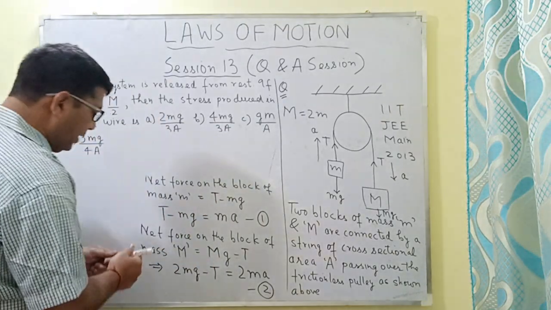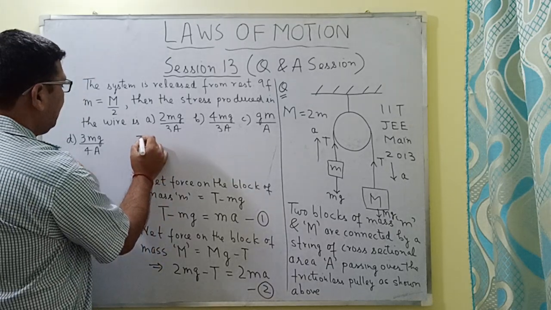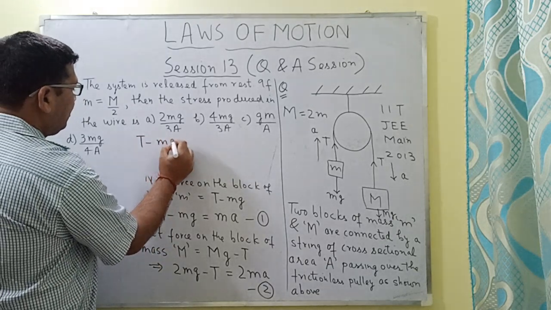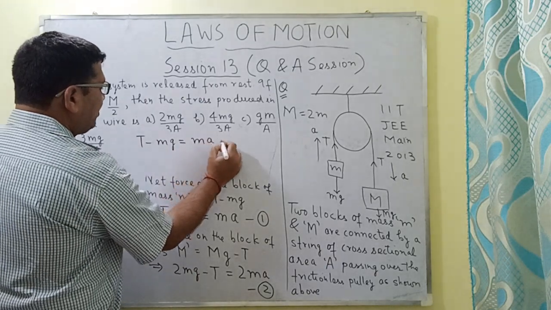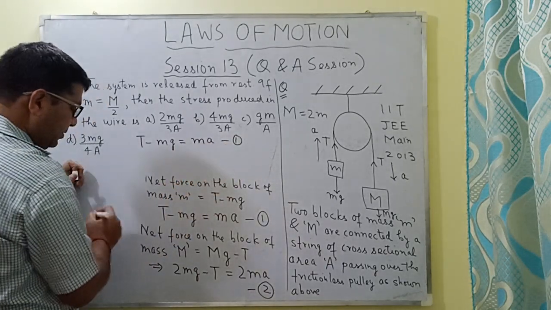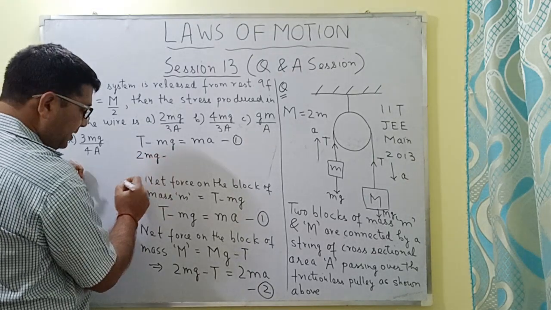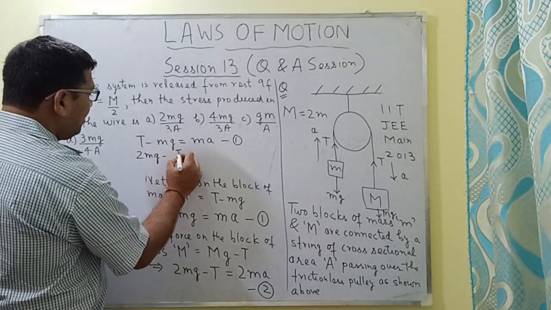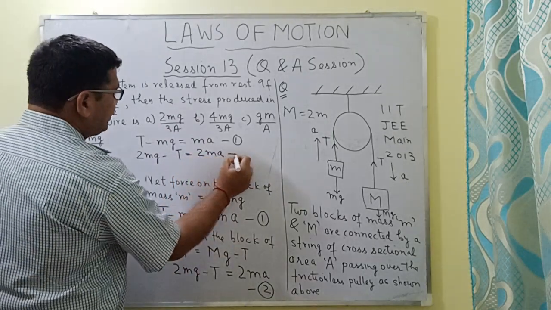So I am going to write both these equations here now. That is T minus mg is equal to ma, first equation, and second equation is 2mg minus T is equal to 2ma. So this is the second equation.